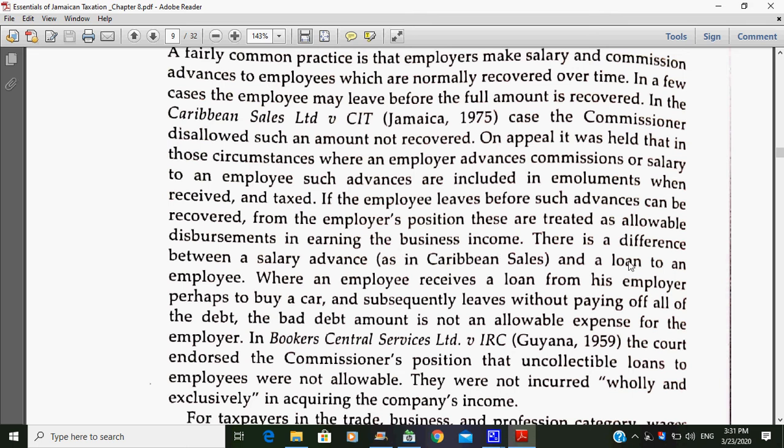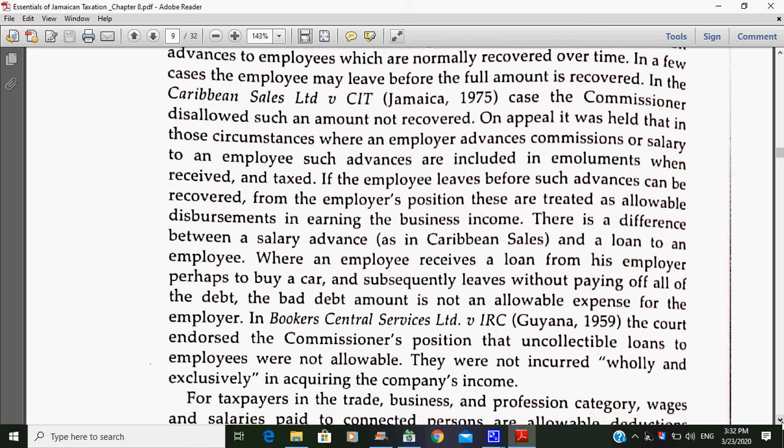There's a difference between a salary advance and a loan to an employee. If an employee receives a loan from his employer, perhaps to buy a car, and subsequently leaves without paying off all of the debt, the bad debt amount is not an allowable expense for the employer. In Central Services Limited versus IRC, Guyana, the court endorsed the commissioner's position that uncollectible loans to employees were not allowable. They are not incurred wholly and exclusively in acquiring the company's income.